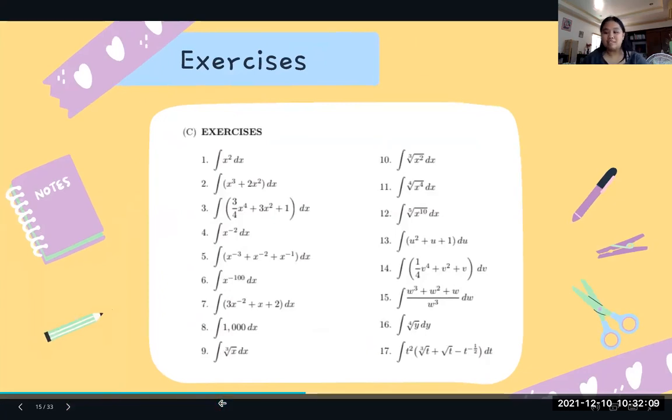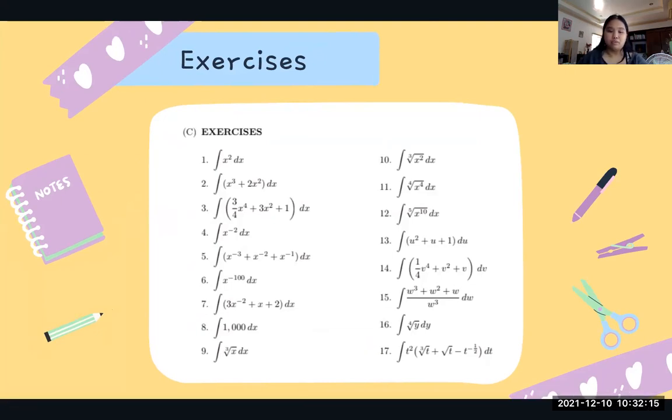So here we have exercises that Sir Mista also asked us to answer. And we will be applying the antiderivative rules here.